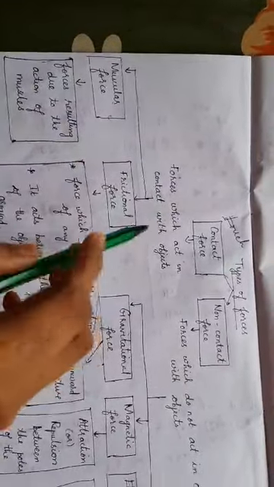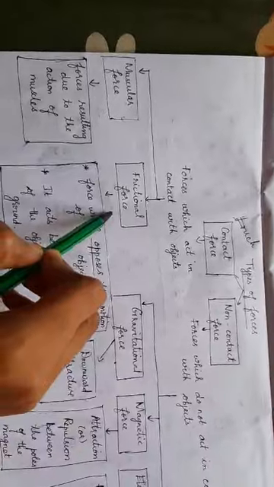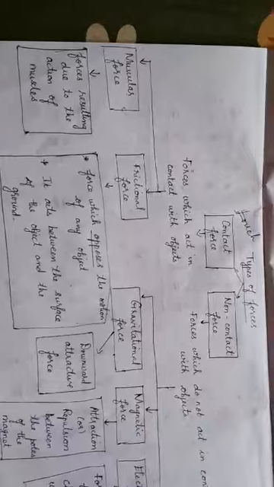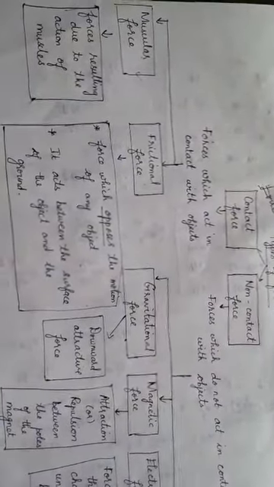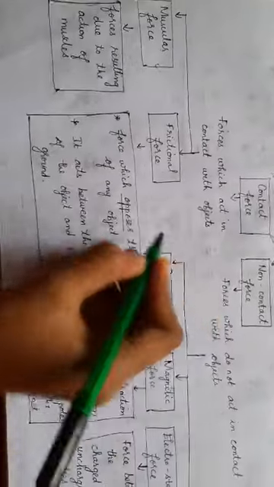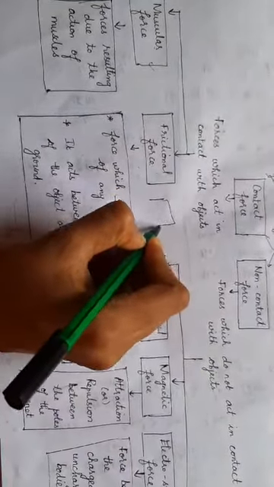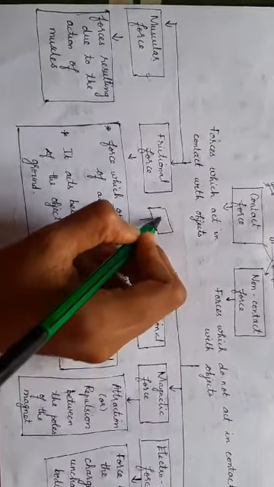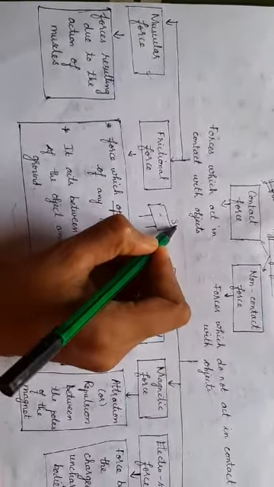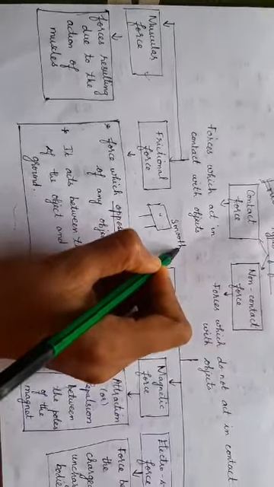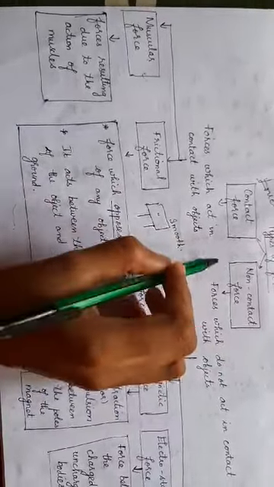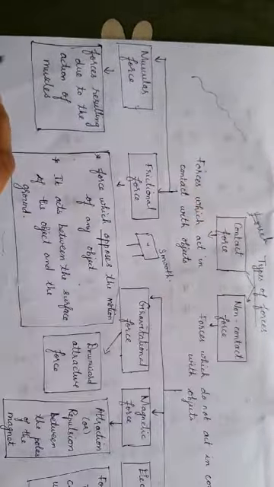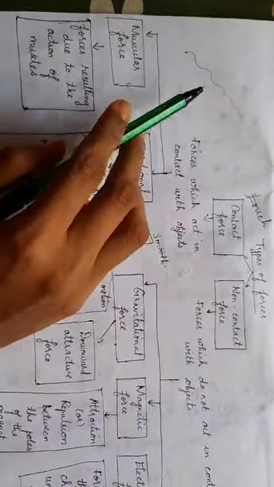Okay? The next contact force is frictional force. What is meant by friction? Friction means urasal; in Tamil they call it urasal. Okay, so this is a desk. When I see the surface of the desk, it appears to be smooth. But actually the surface will not be smooth. It will be made up of some irregularities like this, when I view it through a microscope.